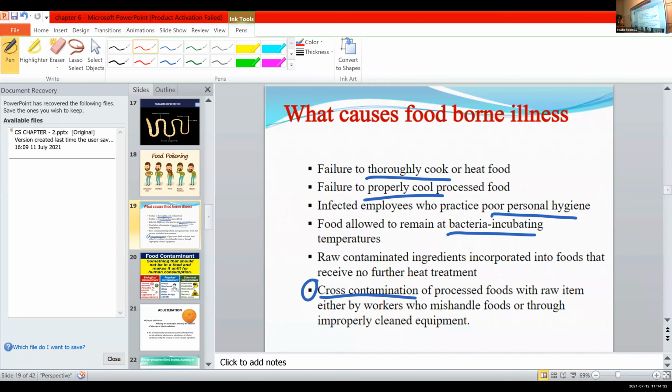Sana, cross contamination. Any idea what is cross contamination? Am I audible, Meghna? Yes, ma'am. Look here, cross contamination of processed food with raw item, either by workers who mishandle foods, or improperly cleaned equipment.